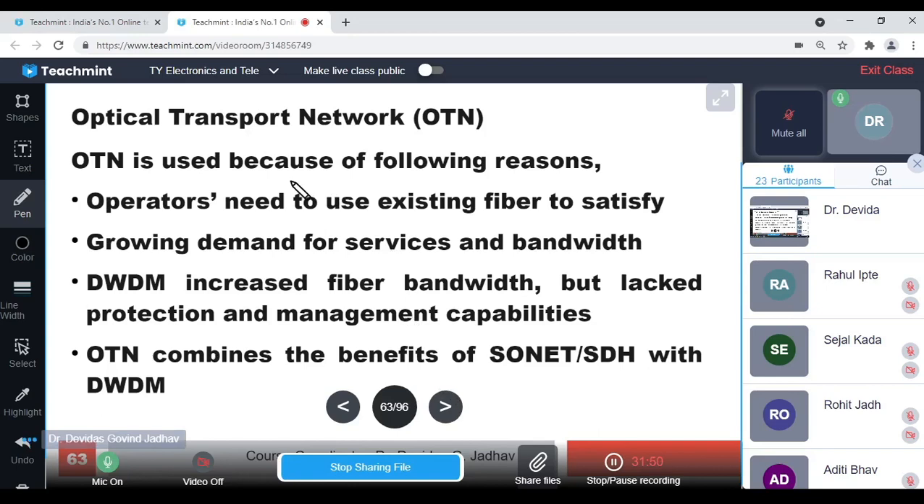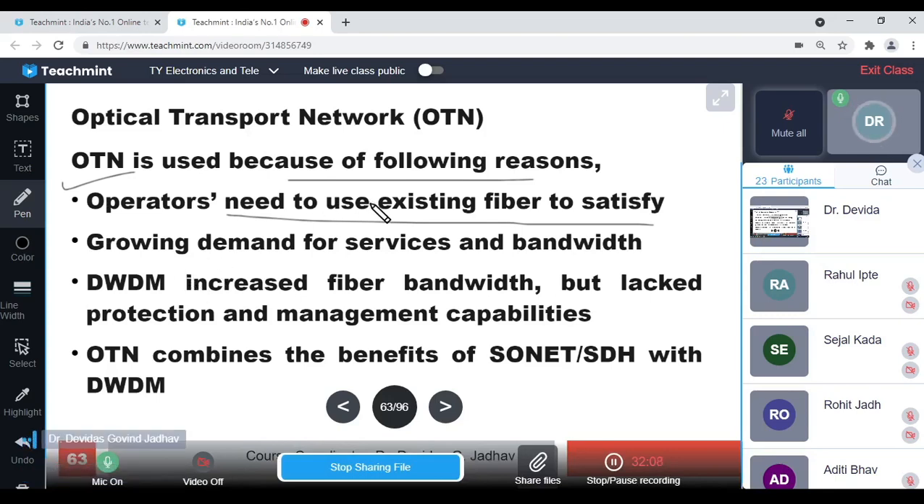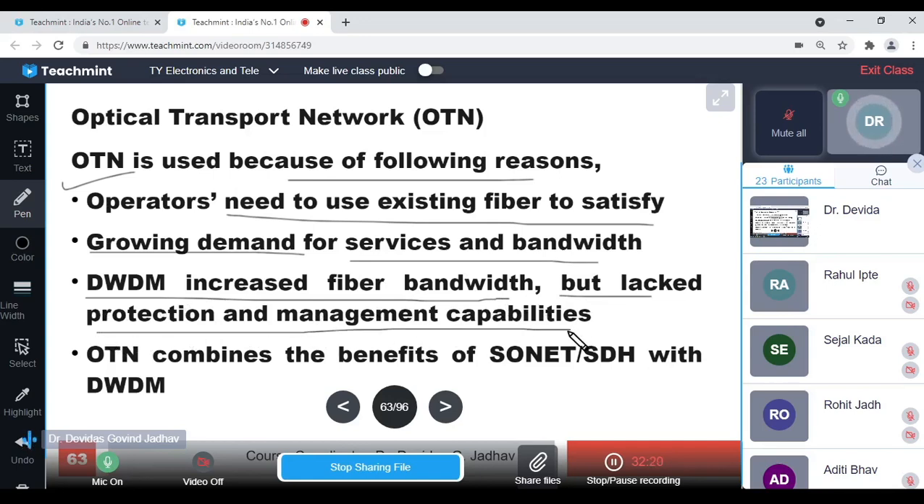OTN is used because of the following reasons. The operators need to use existing fibers to satisfy, that means to have better bandwidth, better loss-wise, better intercompatibility performances. So with growing demand of services and bandwidth, the DWDM increased the fiber bandwidth but lacks the protection and management capability. So DWDM basically has the function of increasing the bandwidth, but it is not looking for protection and management capabilities of the network.